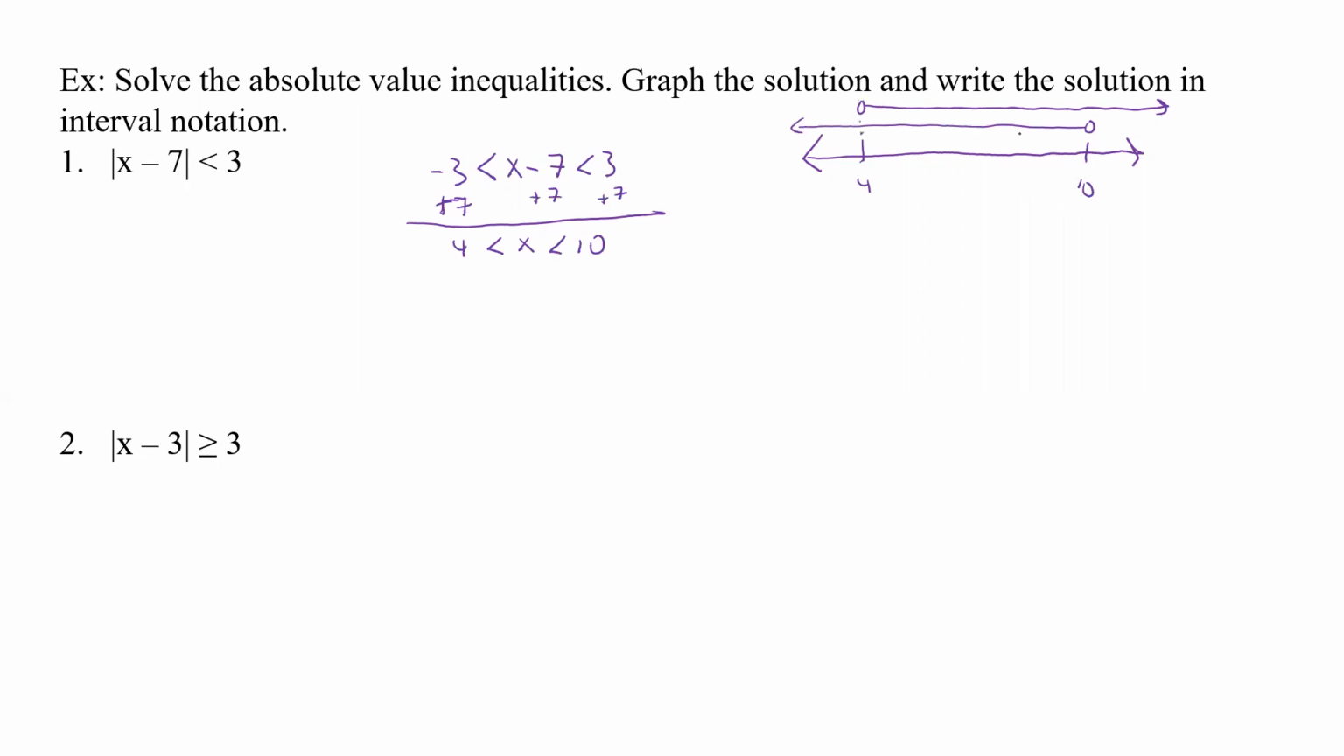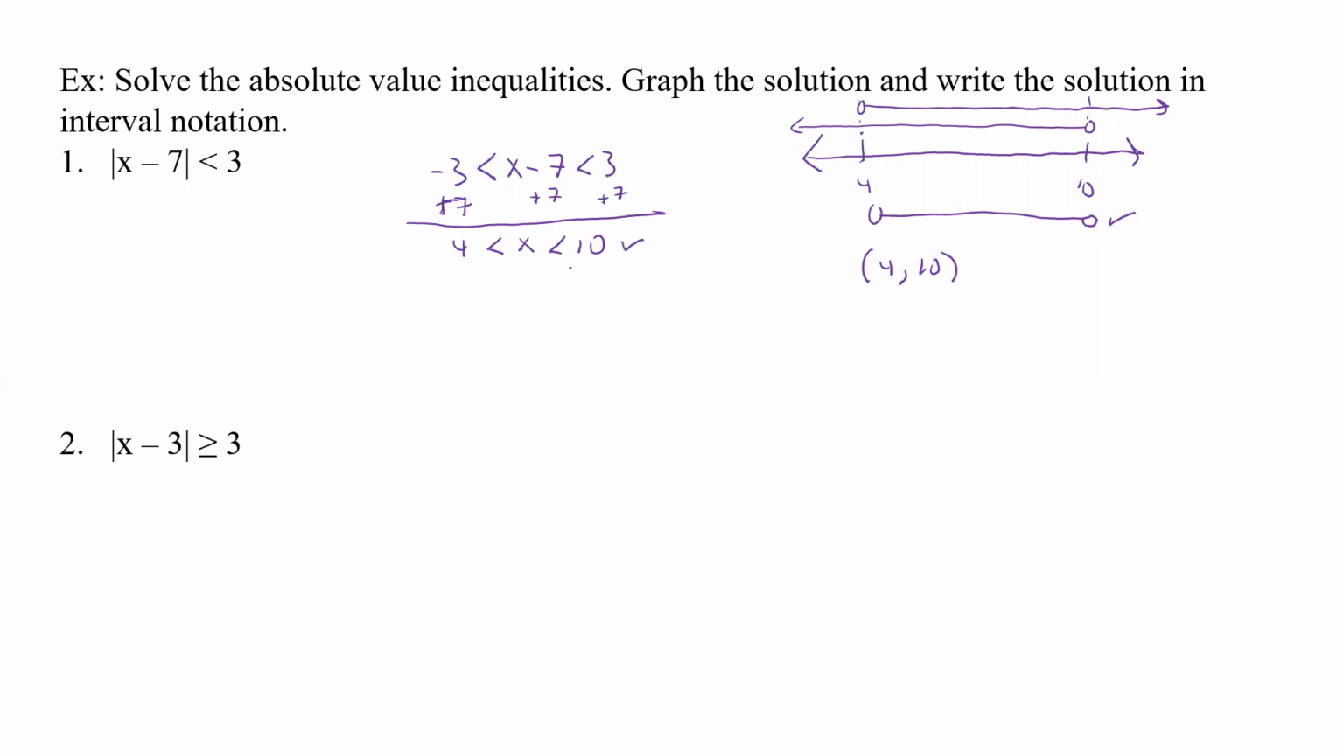And our intersection is in between there. So it's going to be an open circle at 4 to an open circle at 10. And if we write that in interval notation, we're going to have a parenthesis 4, comma, 10 in parenthesis. And so that would be our solution in interval notation. This would be the actual graph solution, and then this would be our inequality solved.